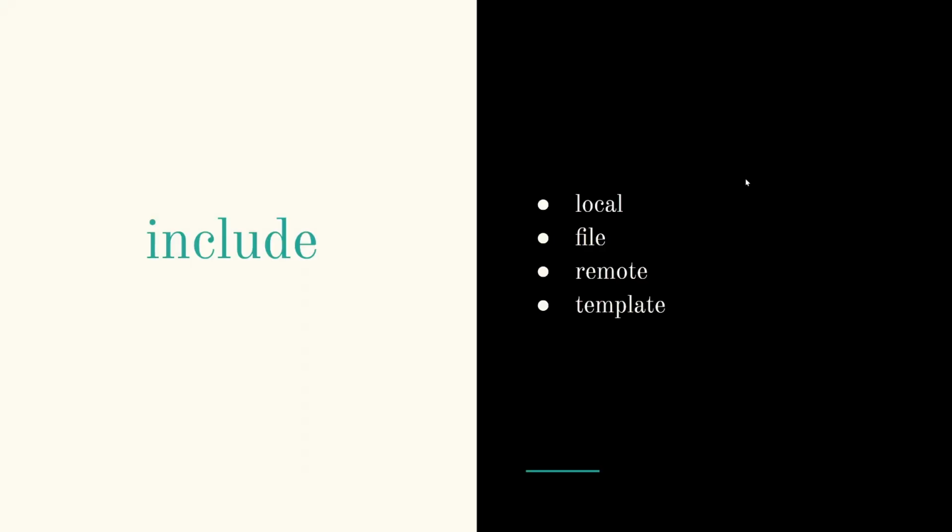As the name suggests, with this keyword you can include other YAML files in your gitlab-ci.yml. So it's very useful when your config grows and grows. You can split it into more files and then include them. And there are 4 types of include: local, file, remote, and template.